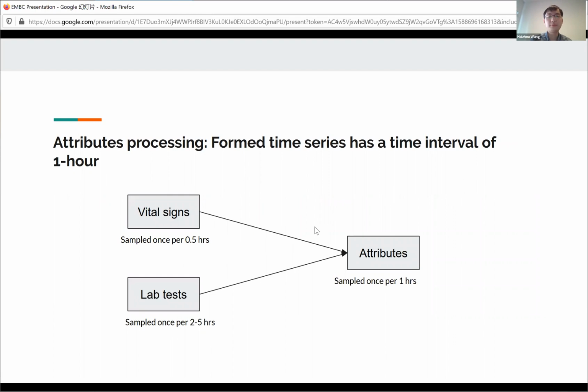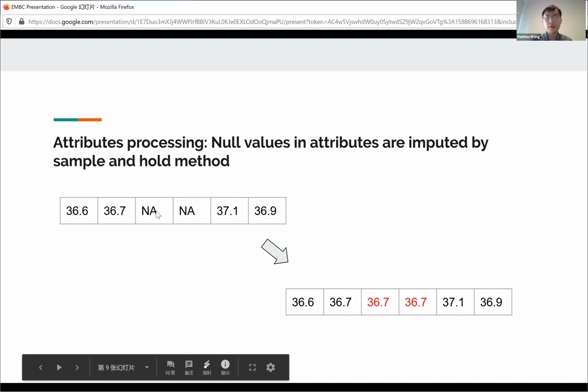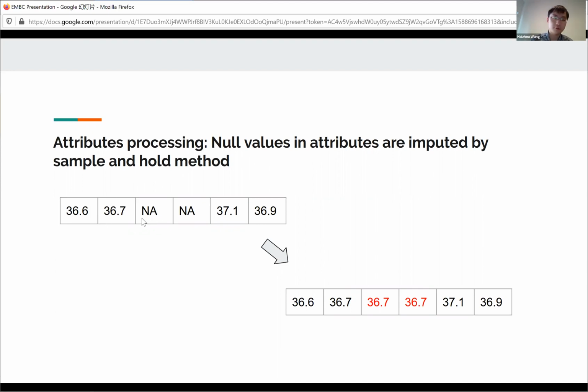For the attribute processing, we're going to form time series that have a time interval of an hour. And when we encounter null values in the time series, we're just going to impute the null values by the sample-and-hold method. As you can see, whenever we have an NA value here, we're just going to take the value just in front of the null value.